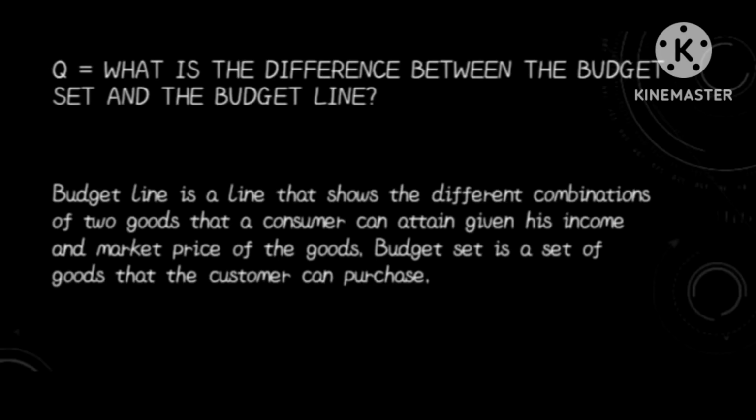Alright, so what is the difference between the budget set and the budget line? Okay, so budget line is a line that shows the different combinations of two goods that a consumer can attain given his income and the market prices of two goods, and budget set is a set of goods that the consumer can purchase. Okay, here is the tiny mini difference between these two concepts.